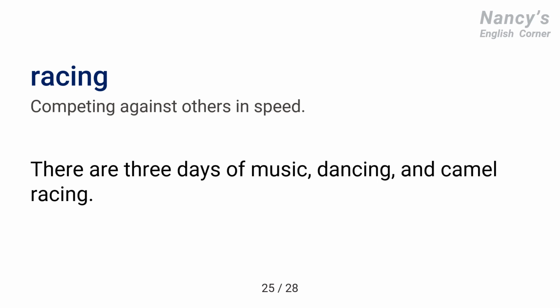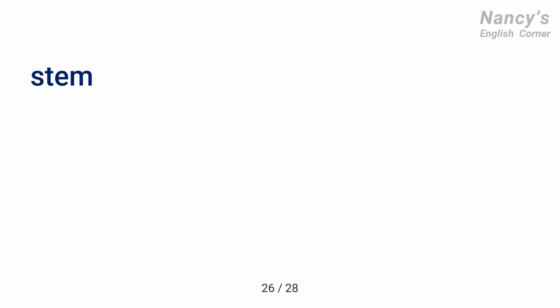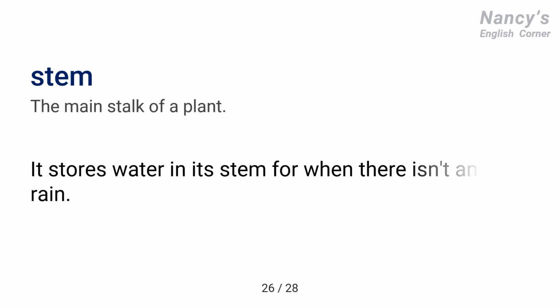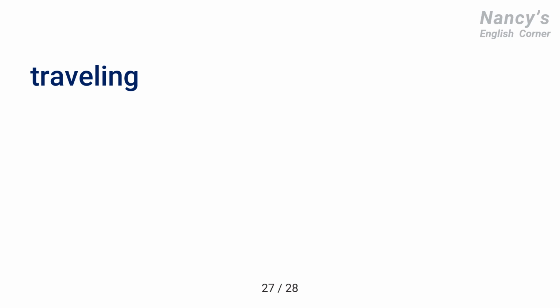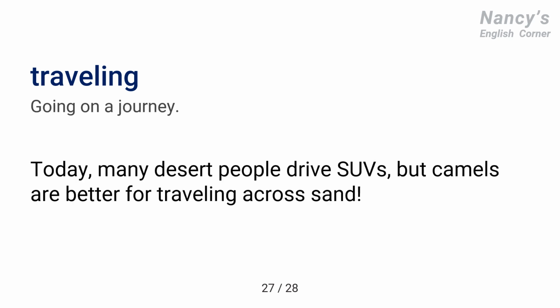Racing, competing against others in speed. There are 3 days of music, dancing, and camel racing. Stem, the main stalk of a plant. It stores water in its stem for when there isn't any rain. Traveling, going on a journey. Today, many desert people drive SUVs, but camels are better for traveling across sand.